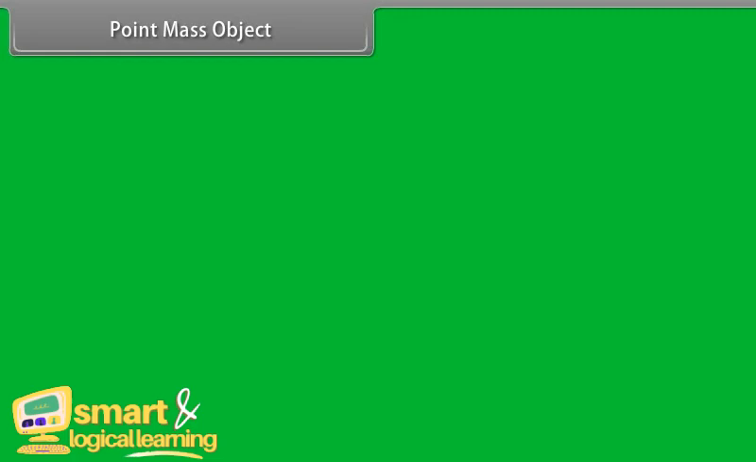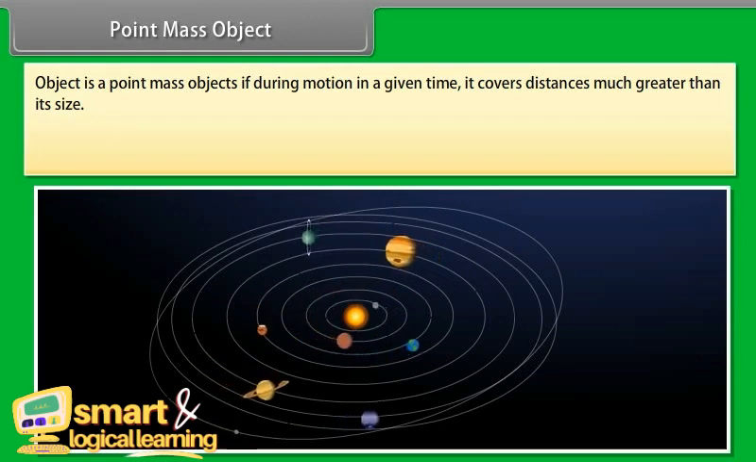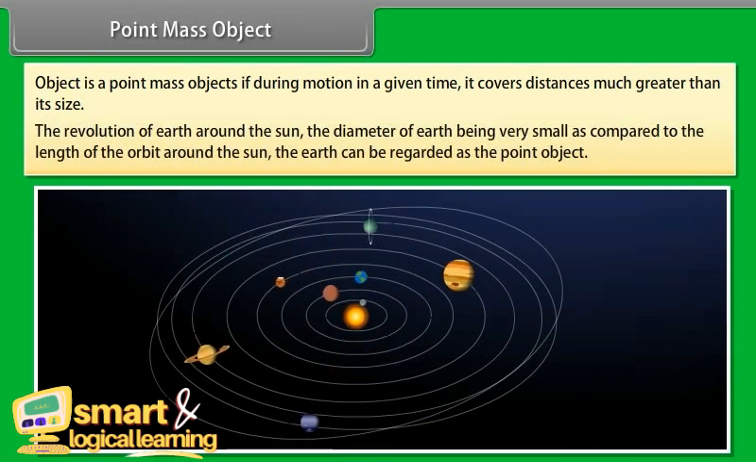Point mass object. An object is a point mass object if during motion in a given time it covers distances much greater than its size. Example, the revolution of Earth around the Sun: the diameter of Earth being very small as compared to the length of the orbit around the Sun, the Earth can be regarded as a point object.